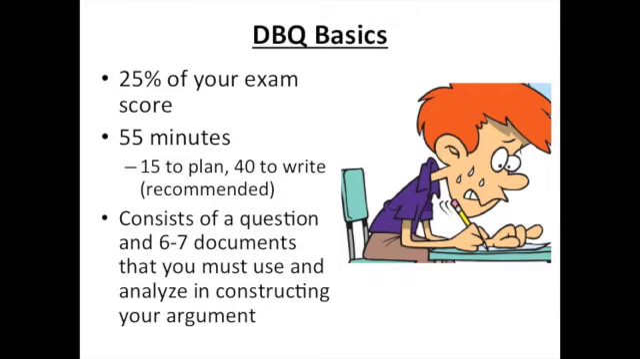So first, a quick overview of the DBQ. It is one of the essays in Part 2 of the AP U.S. History exam, the free response section. It counts 25% of your total exam score. You have 55 minutes to do the DBQ. That's the suggested time. And they suggest 15 minutes to plan and about 40 minutes to write.